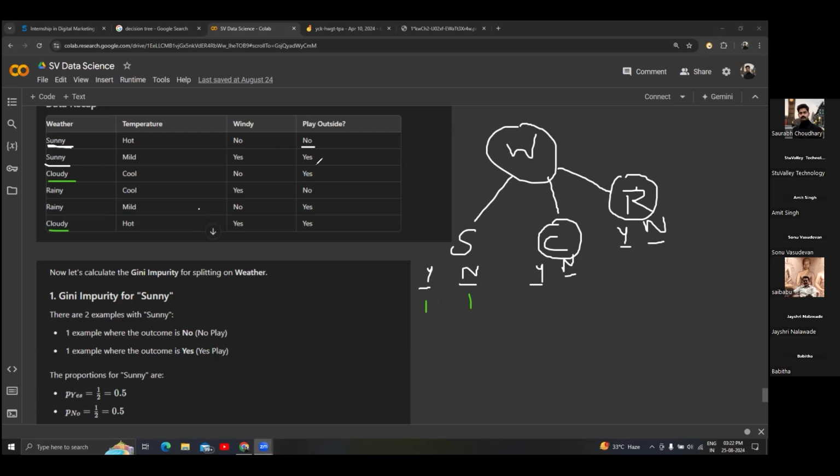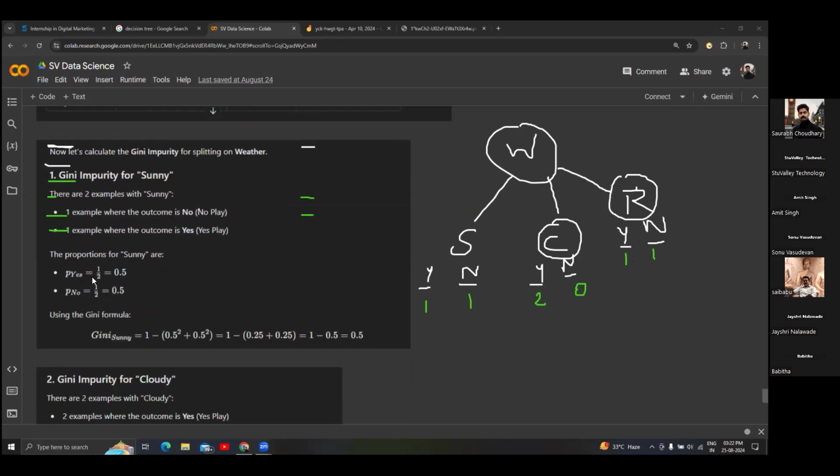Two yes. Okay. Yeah, correct. 2-0 for rainy, 1-1 is right. Now apply the formula of Gini impurity, for this particular one first.